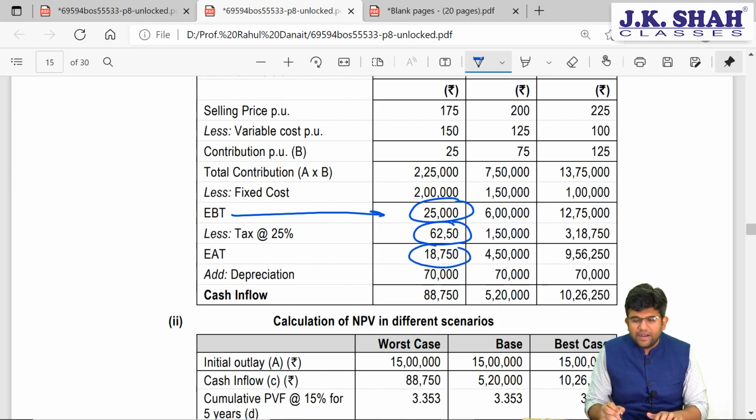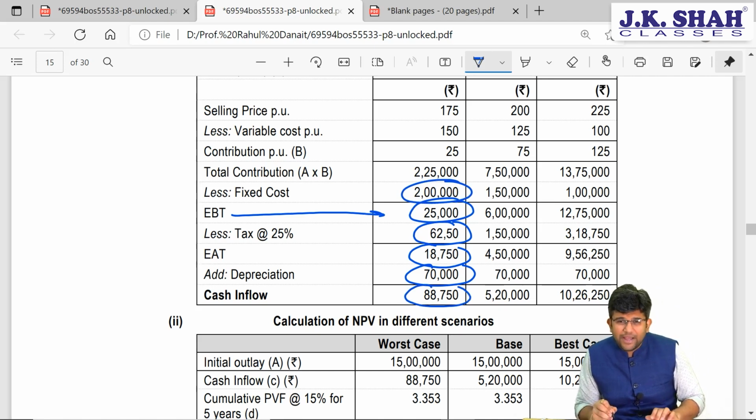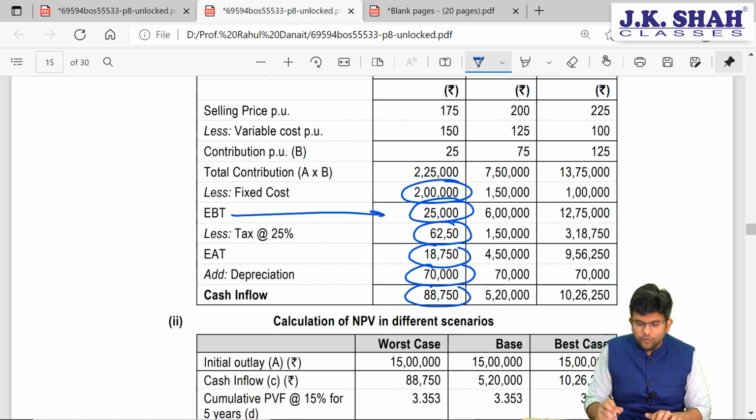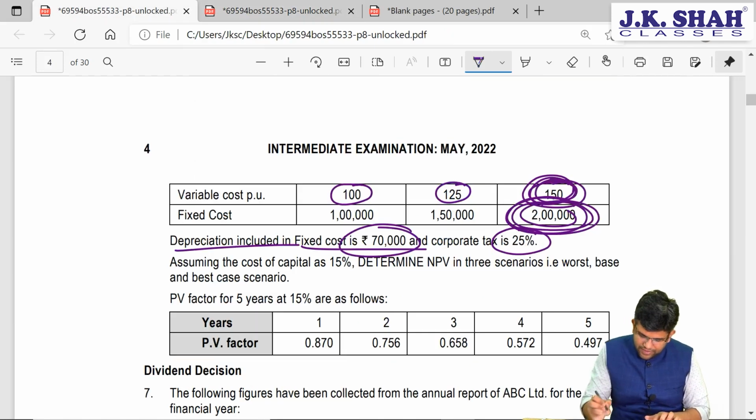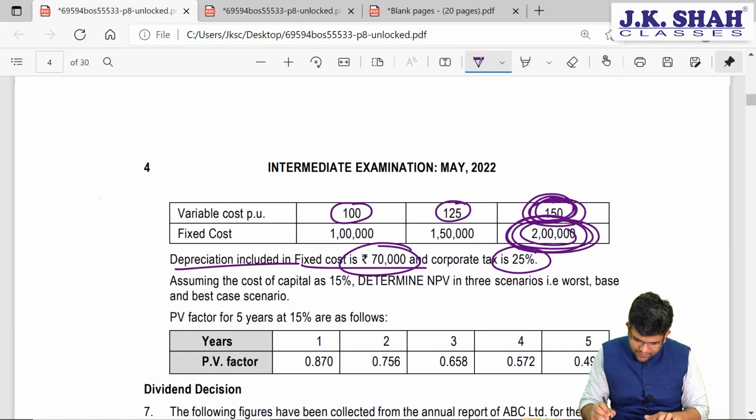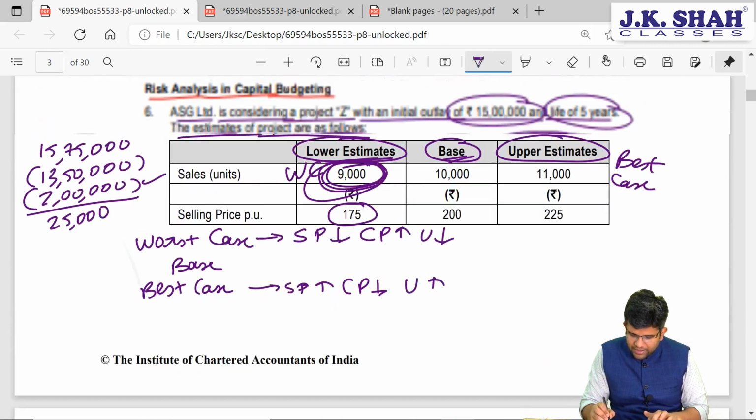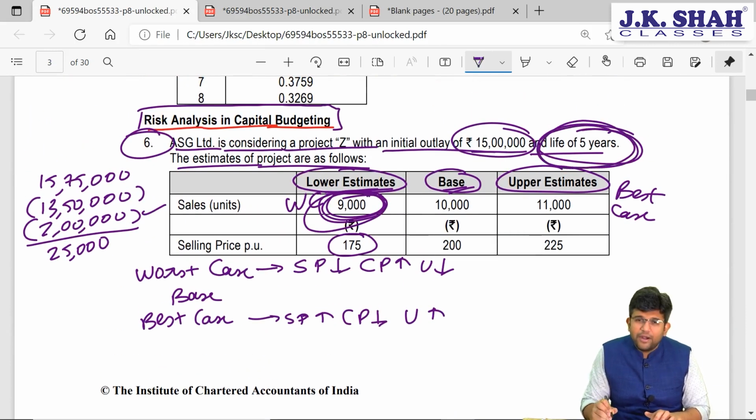Correct? Earnings after tax. And children, you all know that to calculate cash inflows for the purpose of calculating NPV, it will be CFAT, that is cash flows after tax, for which we need to add back that 70,000 depreciation which was included in this fixed cost. When you add it back, children, do you realize you will get cash inflow per annum of rupees 88,750. So children, 88,750 is your cash inflow per annum which you will receive for a period of 5 years.